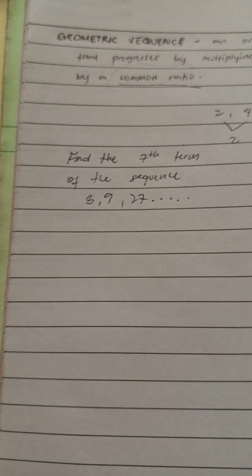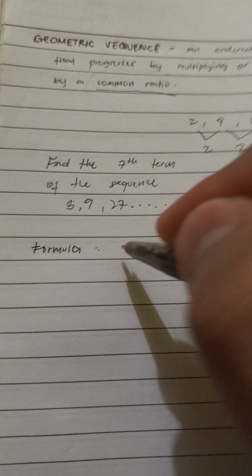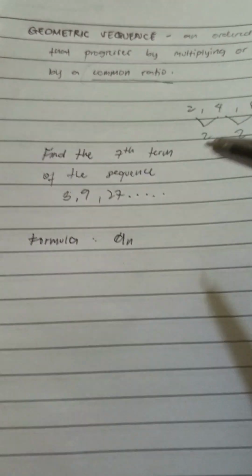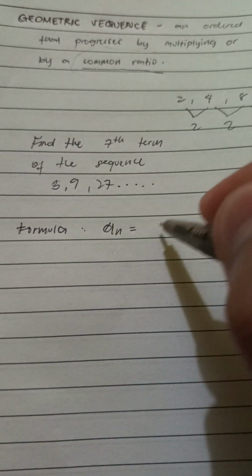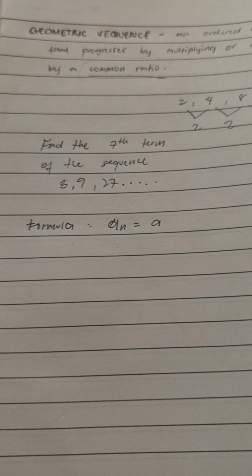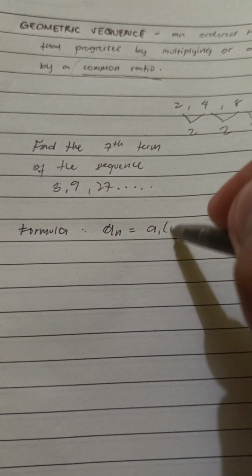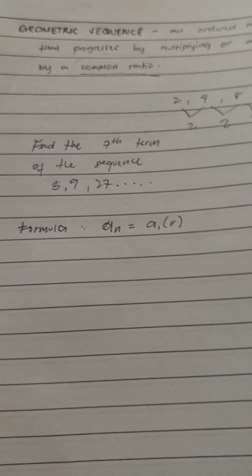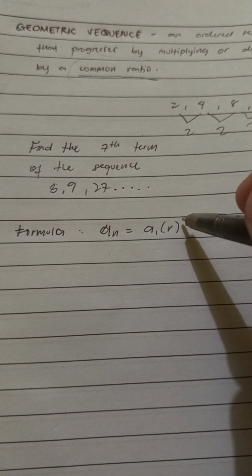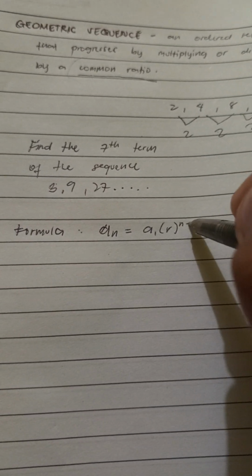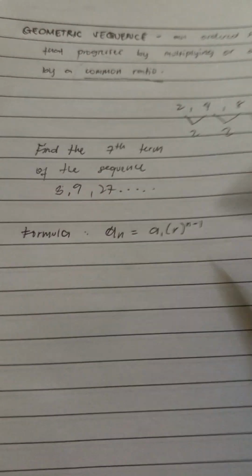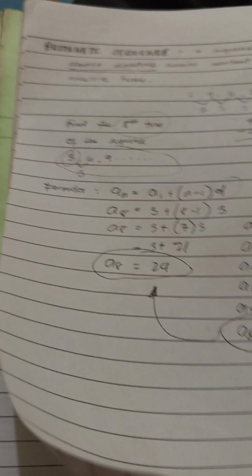To find this term, we have a formula. The formula is a sub n equals a sub 1 times r, which is the common ratio, raised to the power of n minus 1.